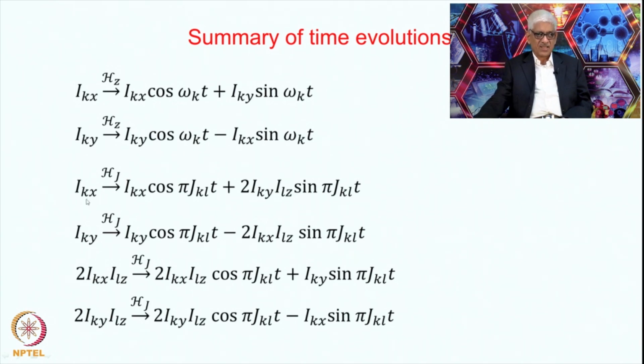Now Ikx again under the influence of the coupling Hamiltonian for a time t gives you Ikx cosine pi jkl t plus 2 Iky Ilz sin pi jkl t, where jkl is a coupling constant. Here we consider the coupling between the spins k and l, and therefore you have the coupling constant jkl here. If it were a coupling of some other spin k to m, then it will have a coupling constant jkm, and here it will be accordingly Imz. So depending upon what coupling one is looking at, you will have such kinds of expressions.